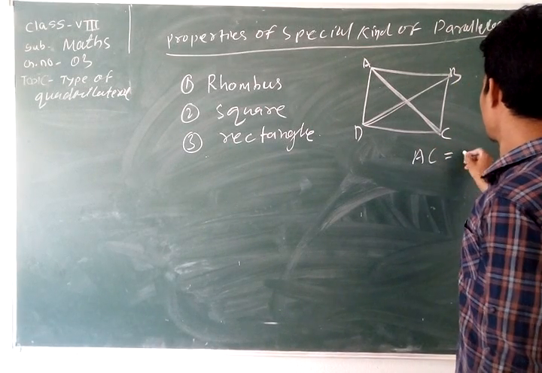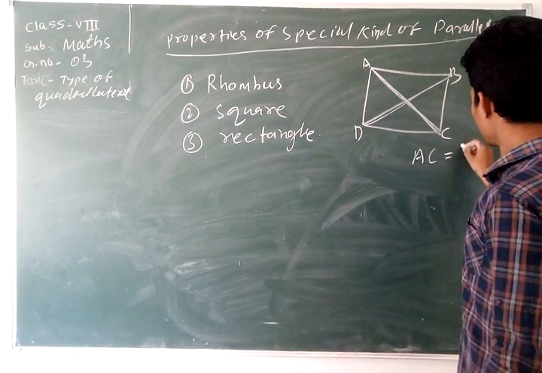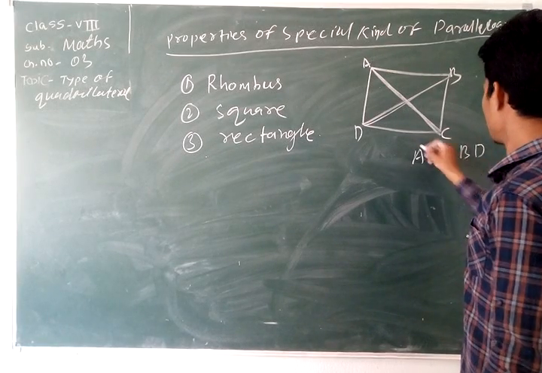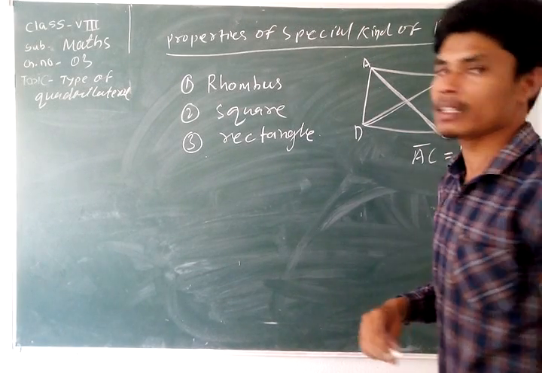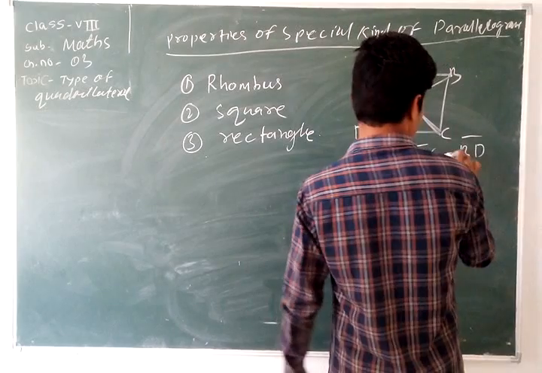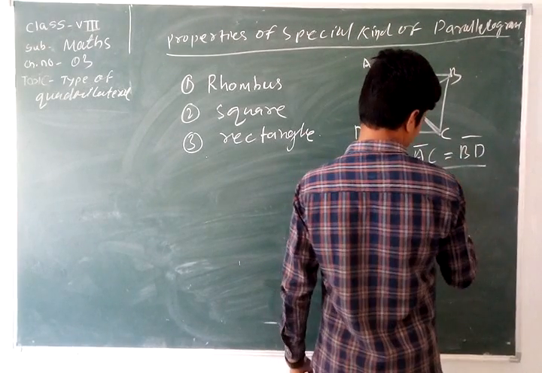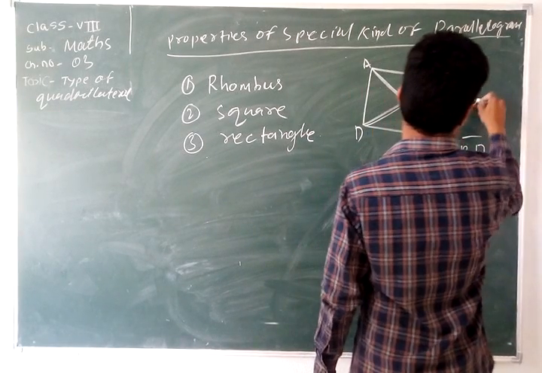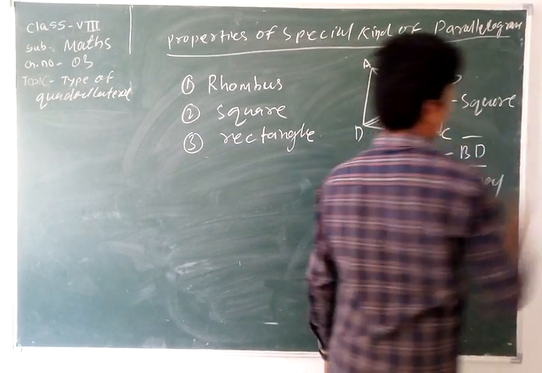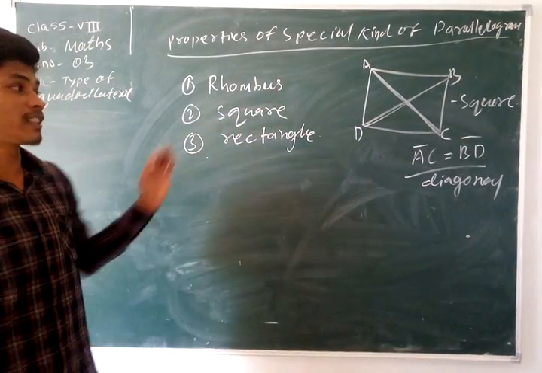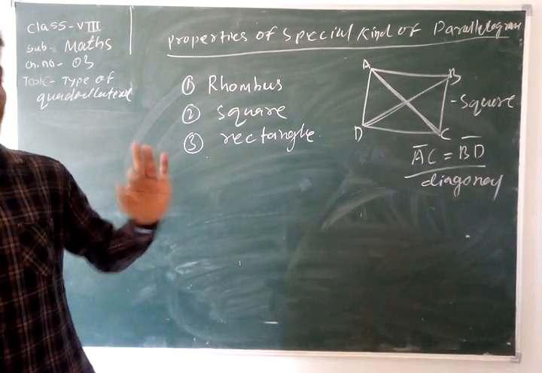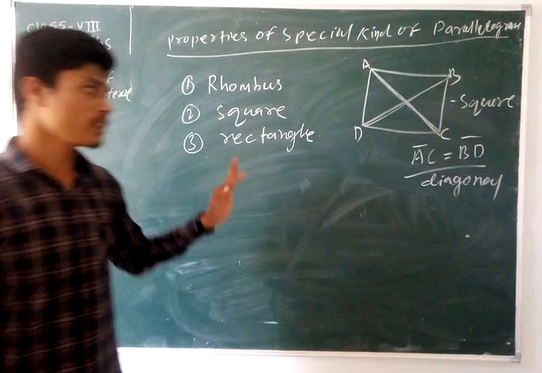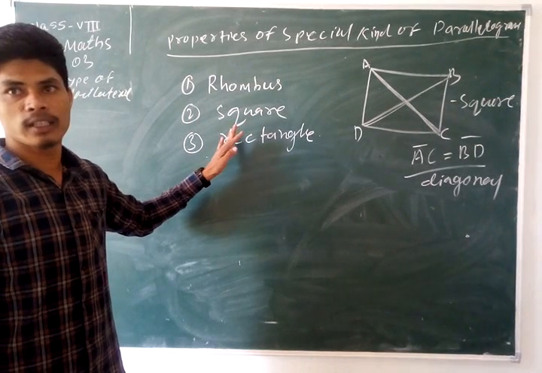AC equal to BD. Diagonals in a square. In a square, AC is called the diagonal. What are the features of a square? All sides are equal. Then the diagonals are also equal. Okay. Square, the diagonals are also equal.